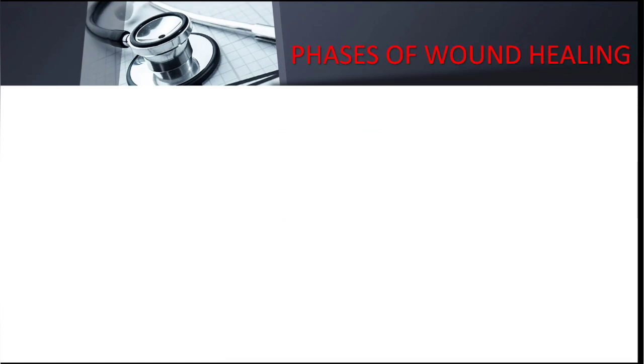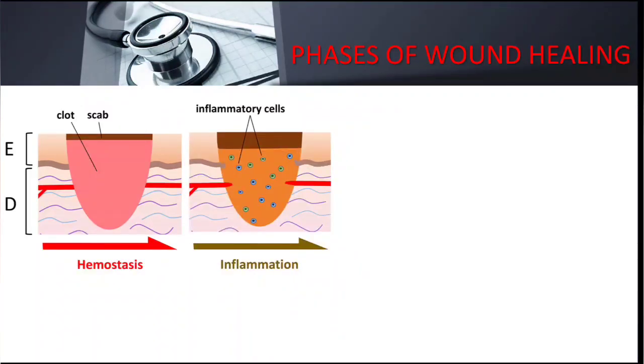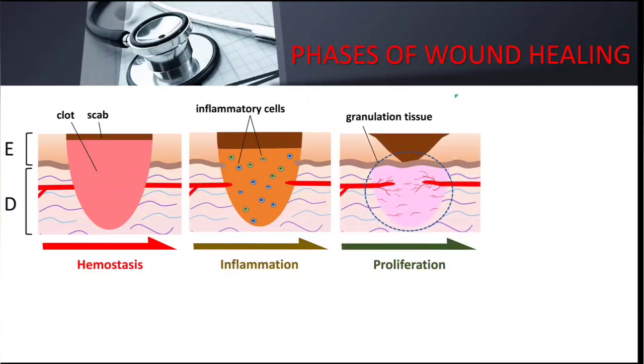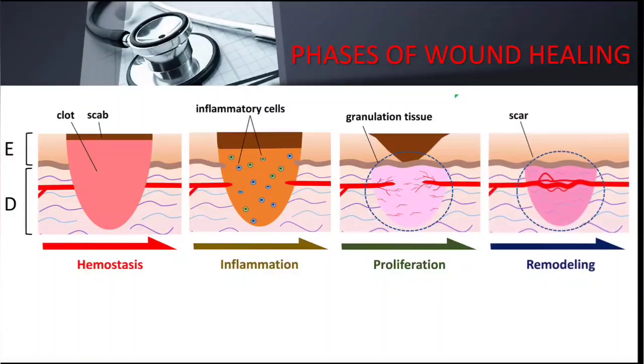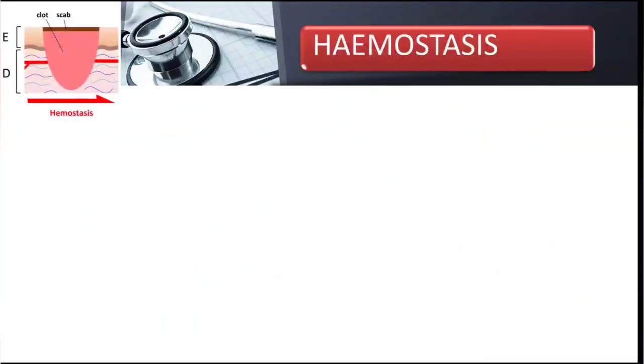In this video, we are going to talk about wound healing, the phases of wound healing. Wound healing has 4 phases: hemostasis, inflammation, proliferation, and remodeling, also known as the maturation stage. In some textbooks, you will see that these phases are usually combined: hemostasis and inflammation, and then proliferation and maturation or remodeling. So let's begin with hemostasis.